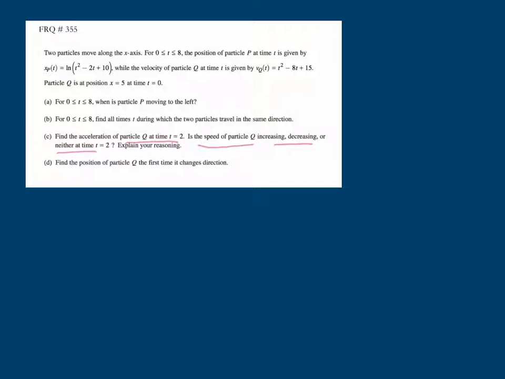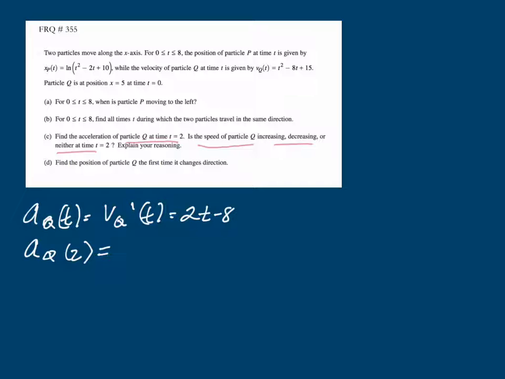So first off, we need to get the acceleration of Q. So A Q of t is equal to V Q prime of t, which is equal to 2t minus 8. So then A Q of 2 is equal to 4 minus 8, which equals negative 4. So that was the first part.